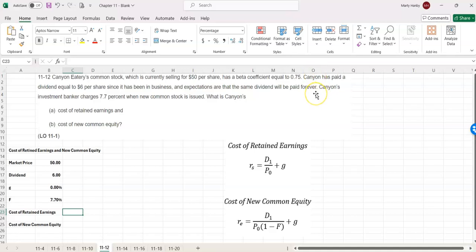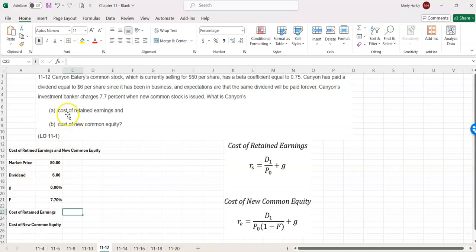That's irrelevant. Canyon has paid a dividend equal to $6 per share since it's been in business. Expectations are that the same dividend will be paid forever. That tells us that the growth rate of the stock is 0. Canyon's investment banker charges 7.7% when new common stock is issued. What is Canyon's cost of A, retained earnings, and B, new common equity?